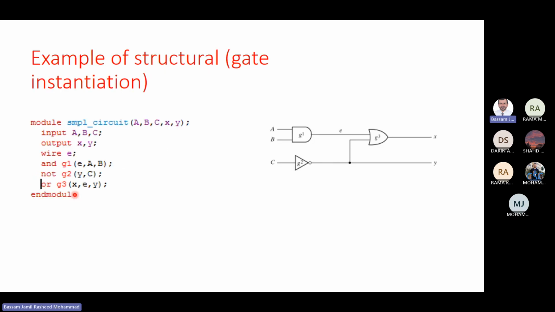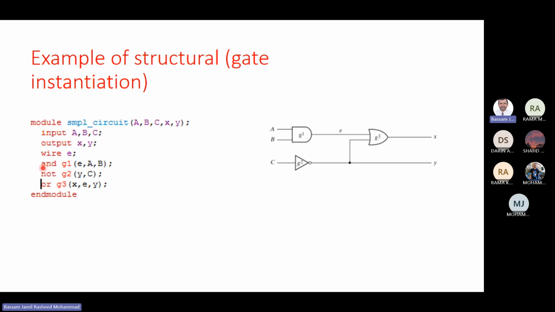Okay, so let's see what we mean by structural. Structural is instantiation of gates. I'm instantiating these gates to create a design with these 3 inputs, A, B, C, and these 2 outputs. I have an internal node here, which I defined as a wire. So this is my module, a simple circuit. This is the name I gave it, with inputs A, B, C and outputs X and Y, and an internal node defined as a wire.